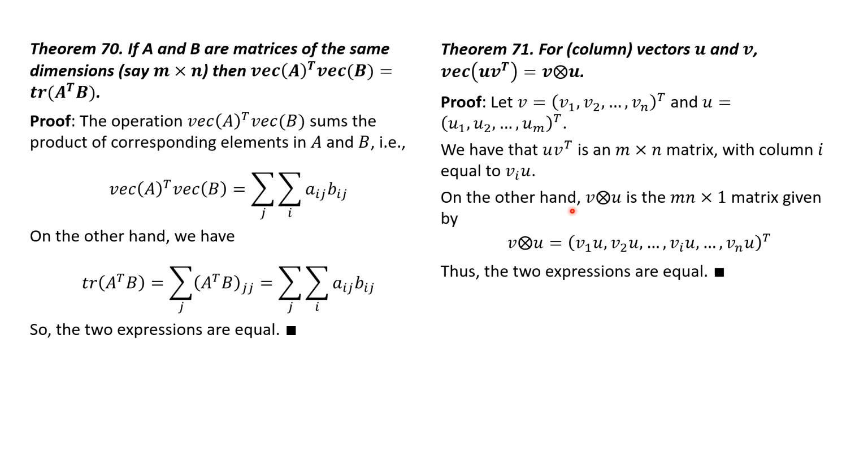And on the other hand, v Kronecker product with u is an m by n by 1 matrix given by this expression here. And so the ith block in this is actually the same as the column I from this expression here. Okay, and on the next slide, I'll work through an example that may help visualize this a little bit better.